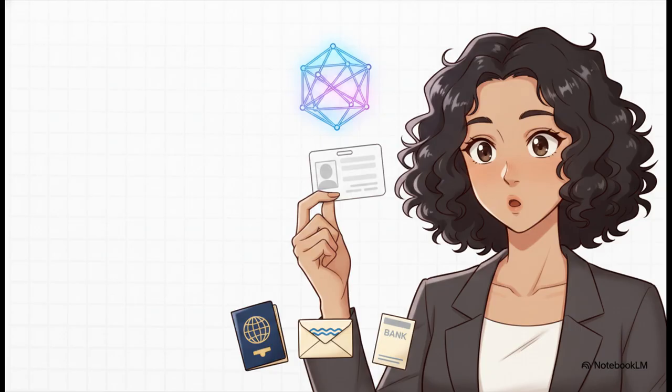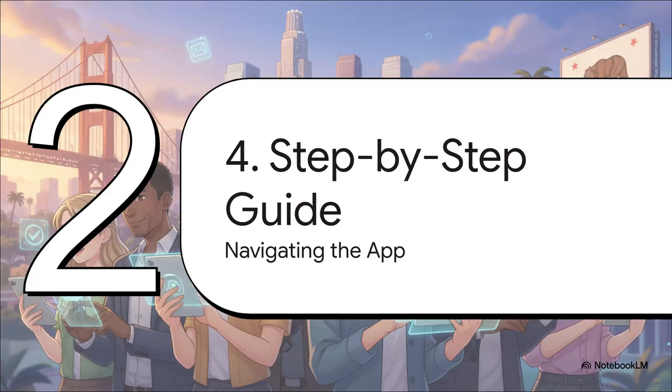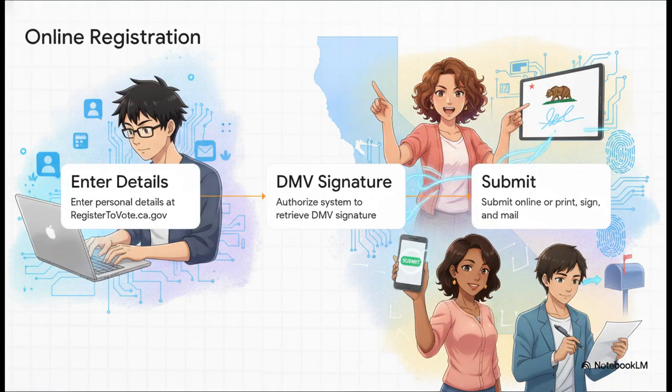But lack of a state ID will absolutely not block you from using the portal. Section 4. Step-by-step registration guide, navigating the application. Okay, now that your documents are ready, the core online process breaks down into 3 super easy steps. First, you enter your personal details at registertovote.ca.gov.